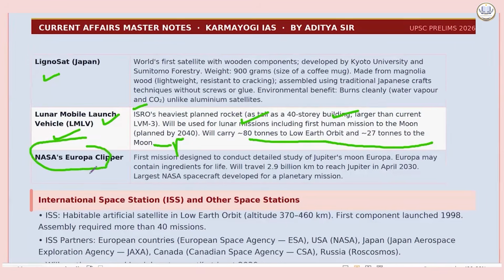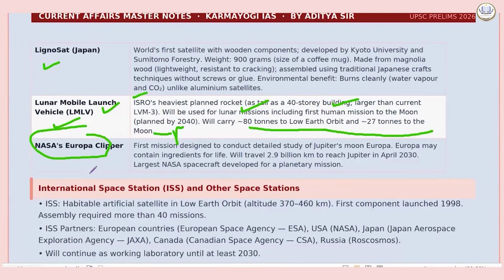NASA, the Europa Clipper. So it is the first mission designed to conduct a detailed study of Jupiter's moon, Europa. Jupiter's moon name is Europa. Europa may contain ingredients for life. Will travel 2.9 billion kilometers to reach Jupiter in April 2030, largest NASA spacecraft developed for a planetary mission.